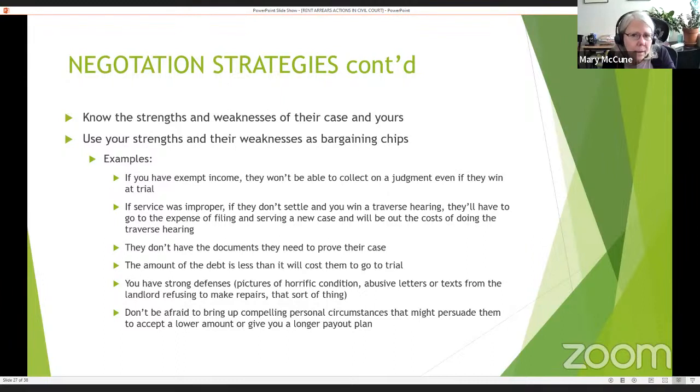And if you have no really strong defenses, but you have really compelling personal circumstances and you're okay with discussing that with them, some people are very private. They don't want to disclose that stuff. But if you don't mind, like if you lost your job because of COVID, there was a death in the family, you had a catastrophic illness and now you're disabled, or you were in an accident and now you're permanently disabled, sometimes telling them that stuff will have an impact.